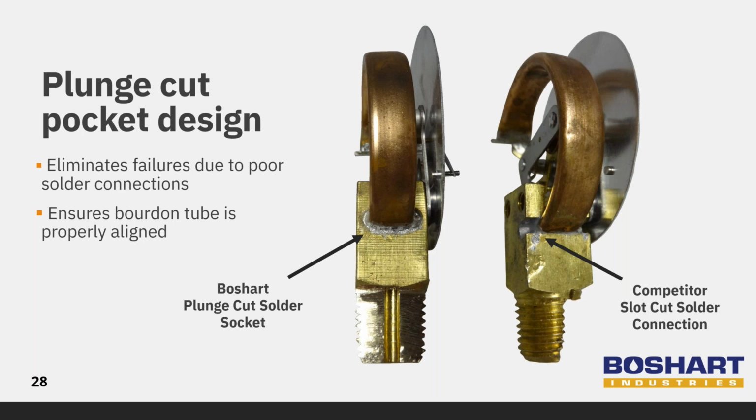Boshart pays a premium to have our gauge pressure connections manufactured with plunge cut solder sockets. This design eliminates the risk of failure due to poor solder connections. The solder, which is retained in the pocket, will create a superior seal. The pocket also ensures that the Bourdon tube is properly aligned with the internal components and increases life expectancy.